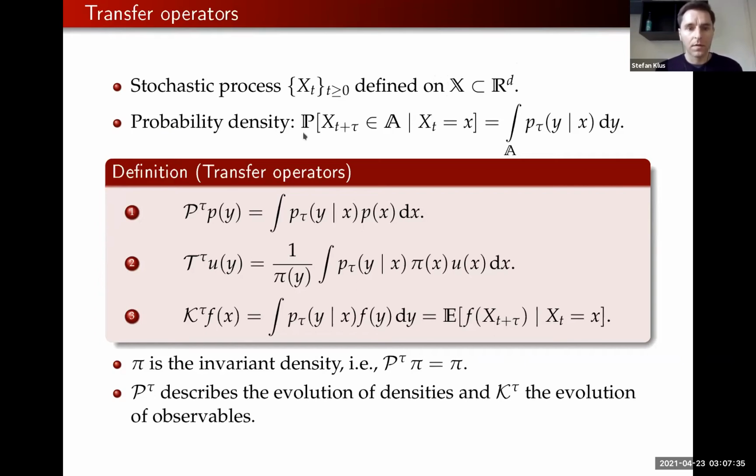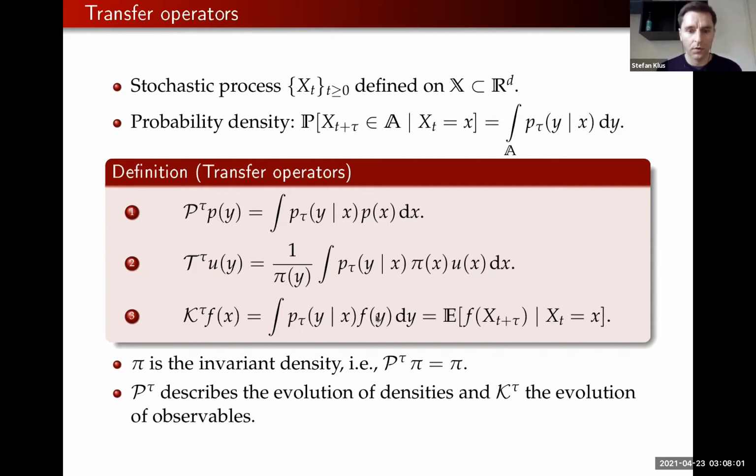We assume that there is this probability density, or that we can estimate this probability density from data. This transition density here is denoted by p_tau. Tau is the fixed lag time. And then this function p_tau tells you that if I start in this point x, how likely is it that I will go to y in time tau? And with the aid of this probability density, we can define these different transfer operators.